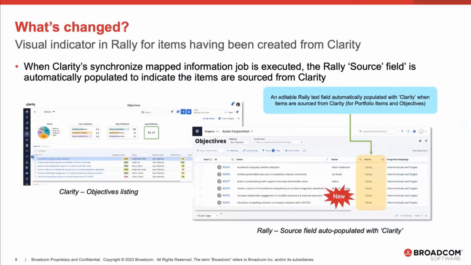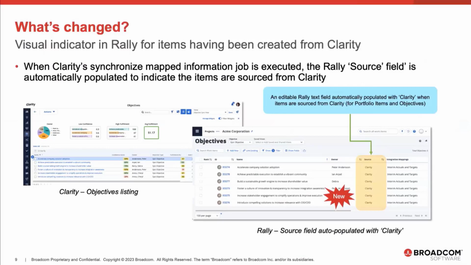integrations mapping job. And this new Rally source field is a custom editable text field that is auto-populated with the value of Clarity when items are in fact sourced from Clarity. And we're talking about portfolio items and objectives.